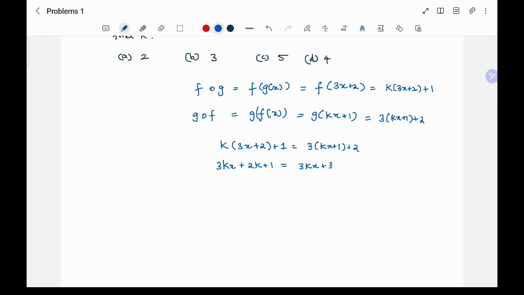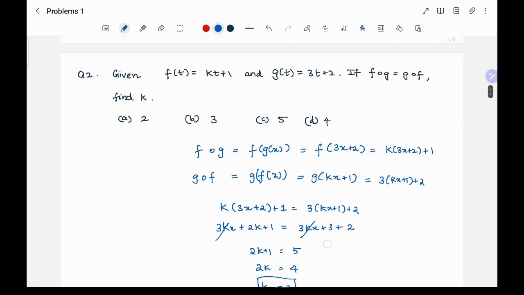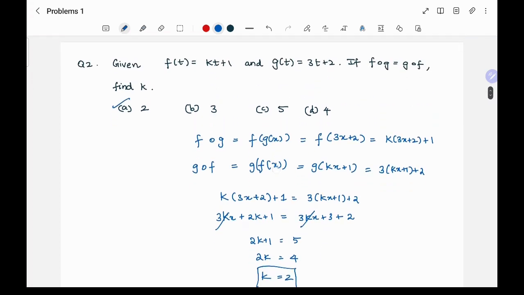3kx plus 3 plus 2. So 3kx cancels. So we have 2k plus 1 equal to 5. So 2k is 4. So k is 2. So the answer is 2.